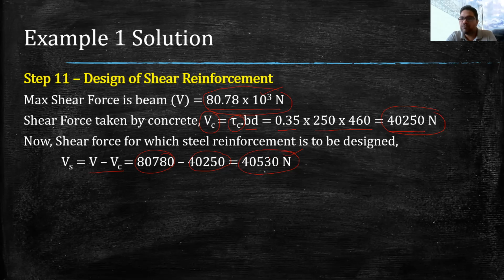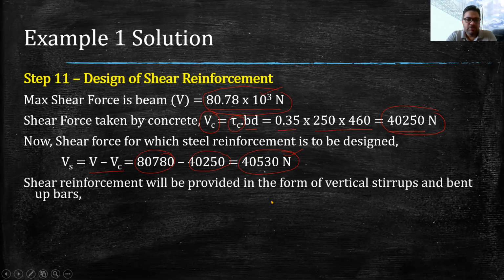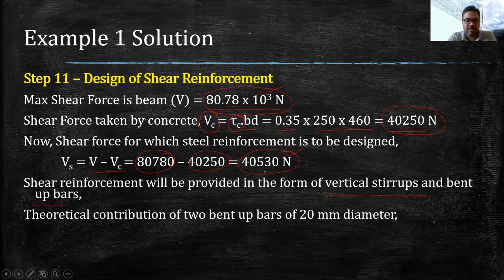We know that shear reinforcement is provided in two forms: one is the bent up bar and the second is the vertical stirrups. As we have bent up two bars, we will find out the contribution of the bent up bars to the shear force, and we will check whether vertical stirrups are required or not. So shear reinforcement will be provided in the form of vertical stirrups and the bent up bars. As we have provided two bent up bars, we will find out the theoretical contribution of these two bent up bars, which are of 20 mm diameter.